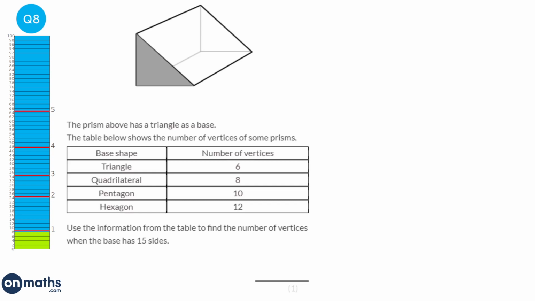If we write in how many sides each shape has, a triangle has 3, quadrilateral 4, pentagon 5, hexagon 6, you'll notice the number of vertices is twice the amount of each of them. So if a shape has 15 sides, we just times that by 2 and it will have 30 vertices.